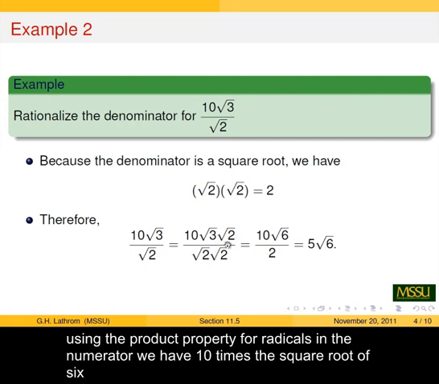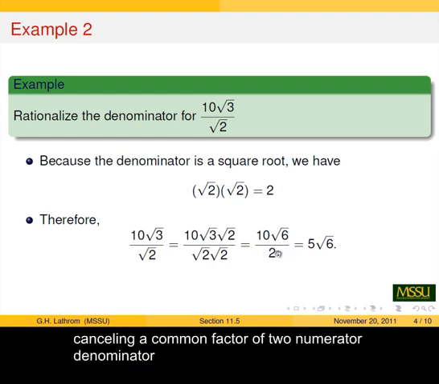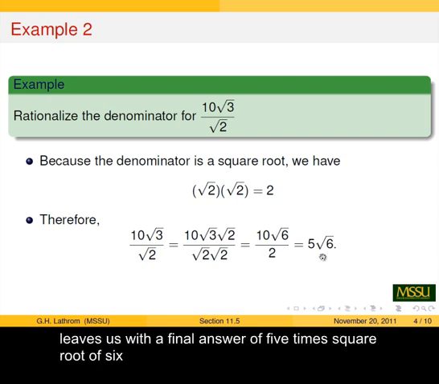Using the product property for radicals, in the numerator we have 10 times the square root of 6, and in the denominator we have 2. Canceling a common factor of 2, numerator and denominator, leaves us with a final answer of 5 times the square root of 6.